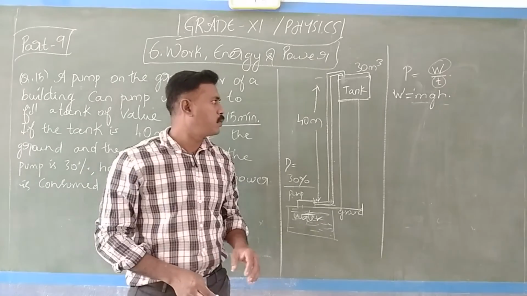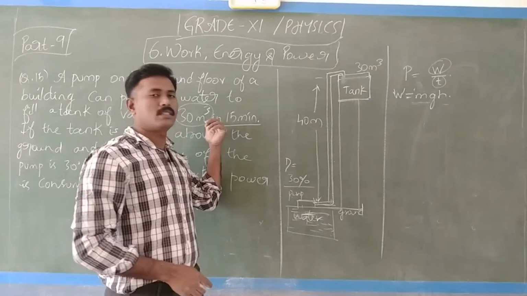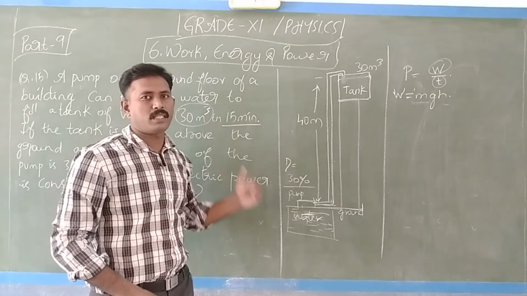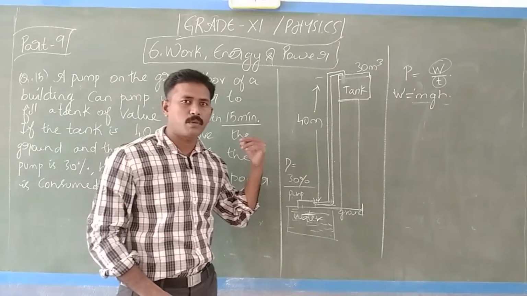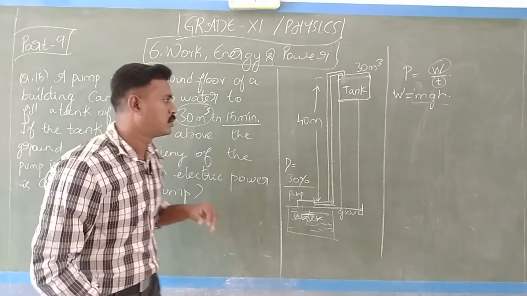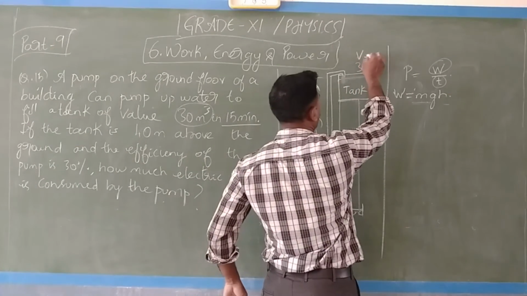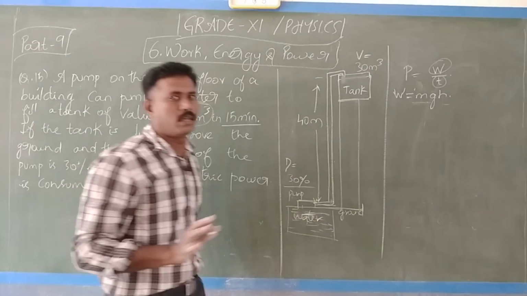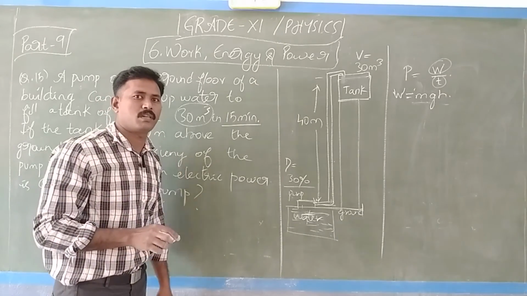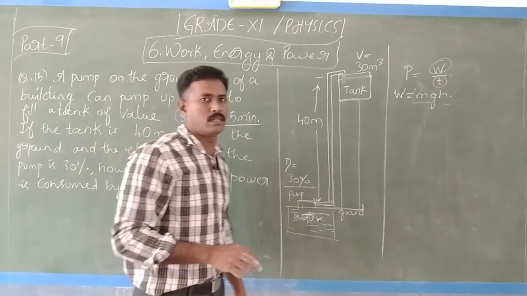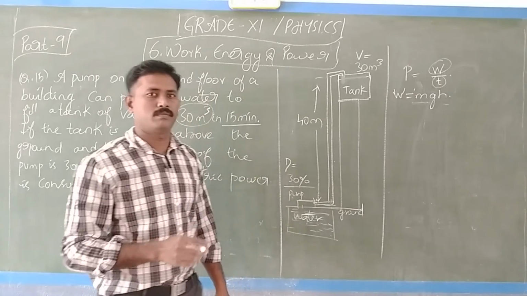So உங்களுக்கு mass என்னது, this 30 meter cube is the mass of the water. Okay, now that is not the mass. Meter cube na என்னது, that is the volume. This meter cube refers to the volume. Now so you have this 30 meter cube is the volume. Mass கொடுக்கல, அப்ப density is equal to mass by volume வச்சு தான் என்ன பண்றது, mass கண்டுபிடிக்கணும்.